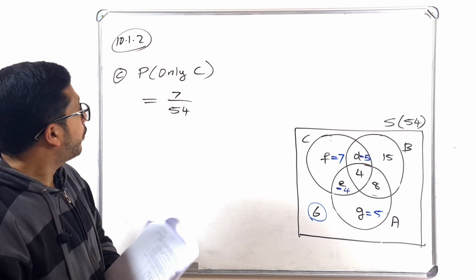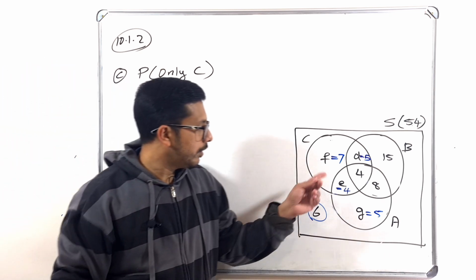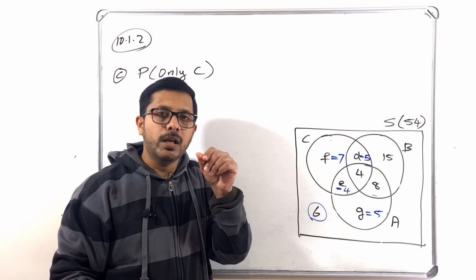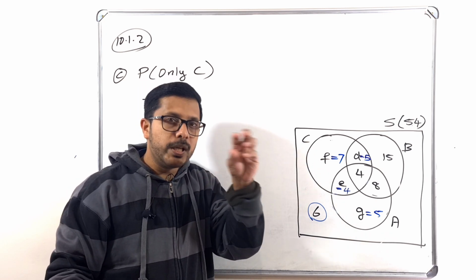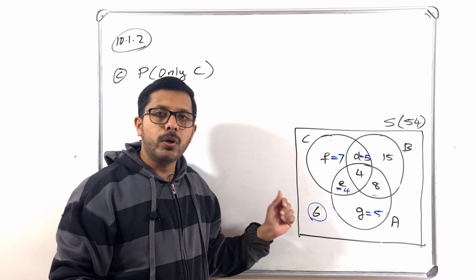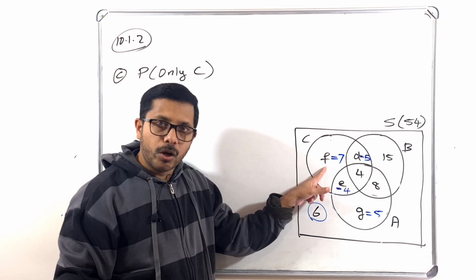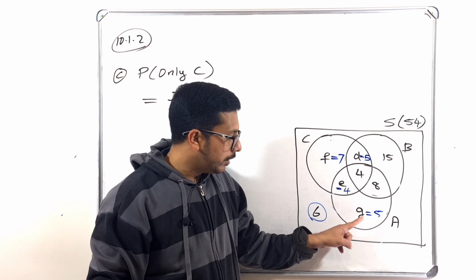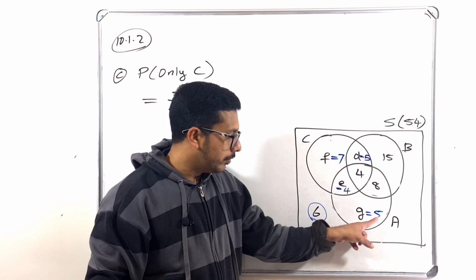Now before I go to the next question, what is only C? How many are only C? You just tell me how many numbers are there. Only C 7, only B 15, only A, that is 5.